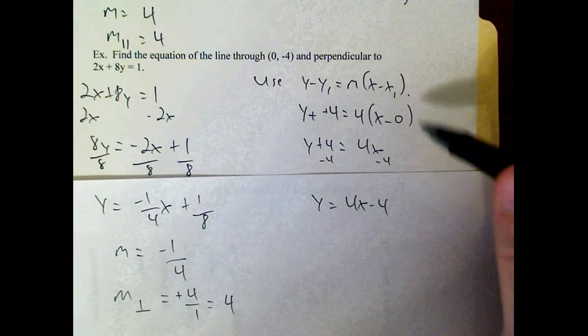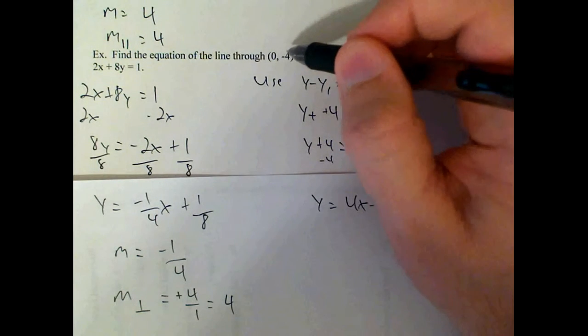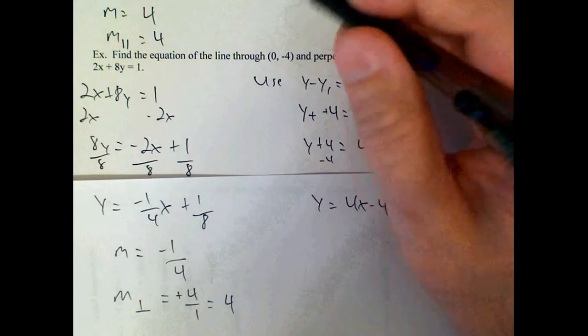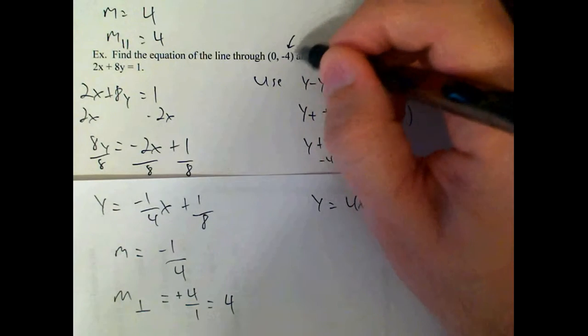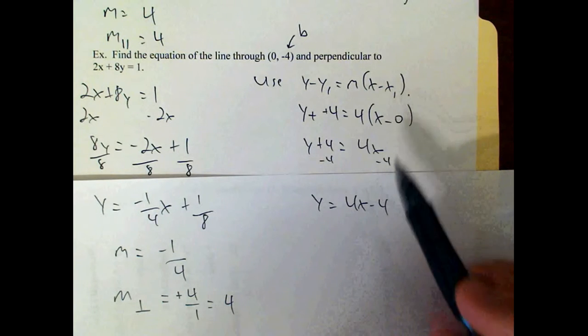You actually could have bypassed all this work if you had recognized that this is the y-intercept, because if you were to plot this on the graph, you would have 0, negative 4, which is on the y-axis, which means this is a y-intercept, which means that the y value is the b, which when we did point-slope, we also found it to be the b.